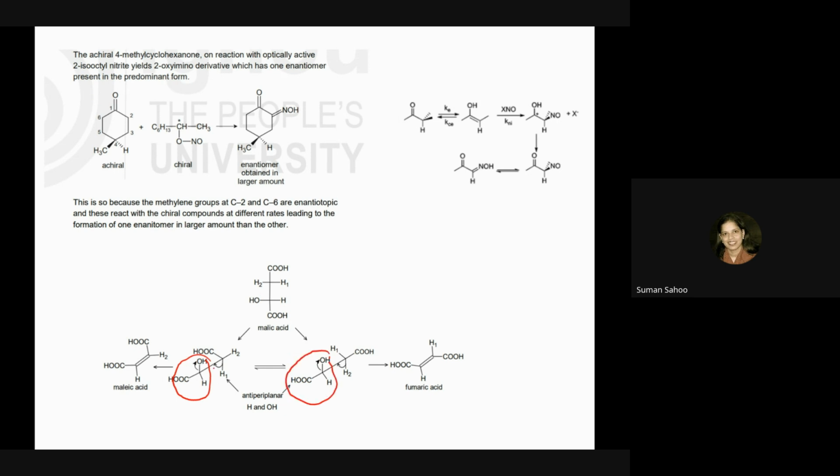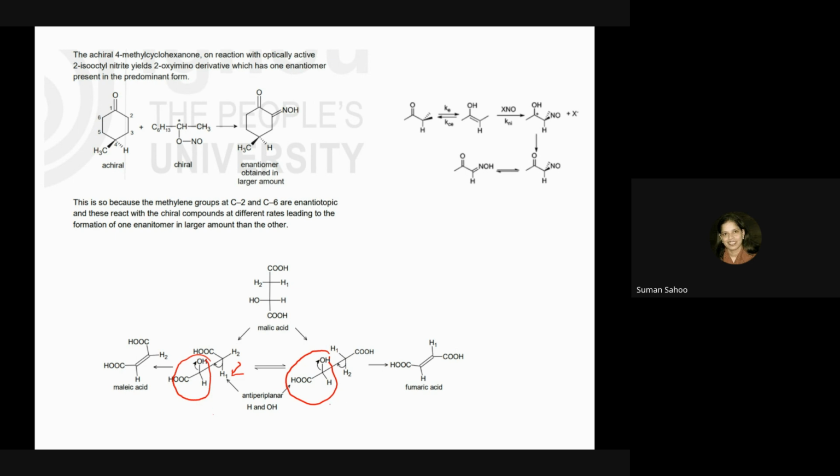You have just rotated on this plane so that COOH has been rotated once only. So H2 has come to H1 and COOH goes to this position. So these two are different conformers.